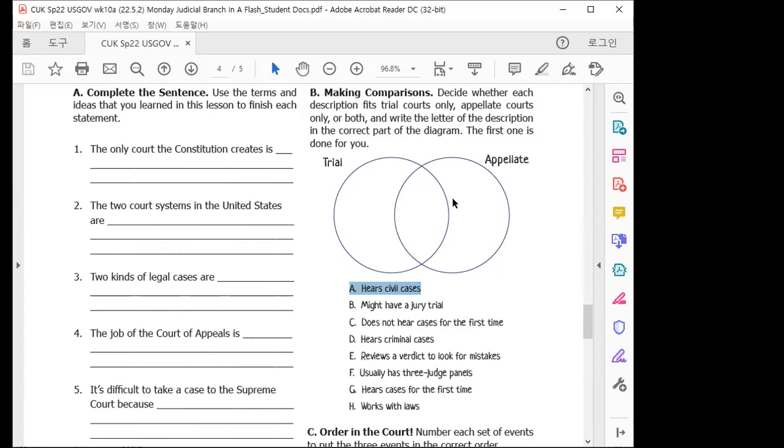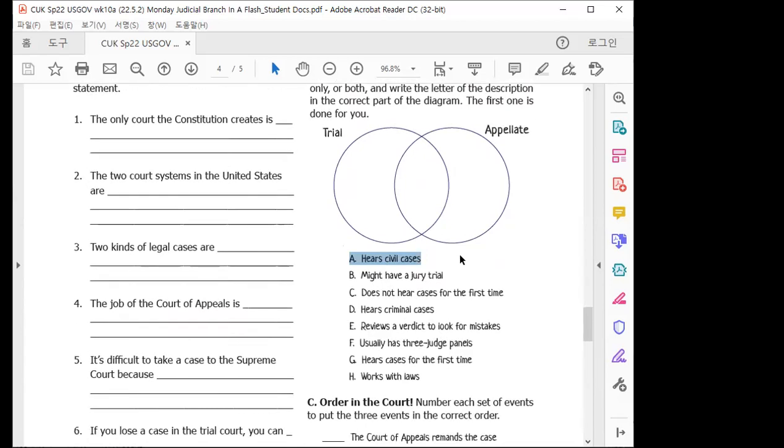True, that's good. Okay. Here's criminal cases. Here, here, or here? Both. Okay. Reviews a verdict to look for mistakes. Here, here, or here? Appellate. Okay. And F usually has 3 judge panels. Here, here, or here? Trial. Appellate. Hears cases for the first time. Here, here, or here? I think that's also in trial. Correct. Okay. And works with laws. Here, here, or here? Both. Okay. All right.